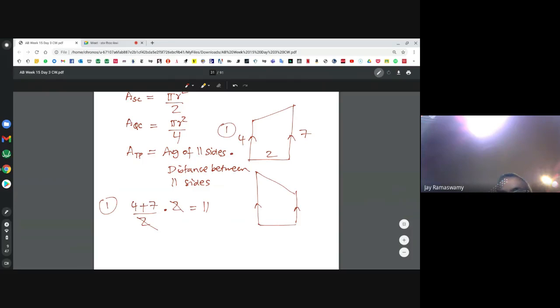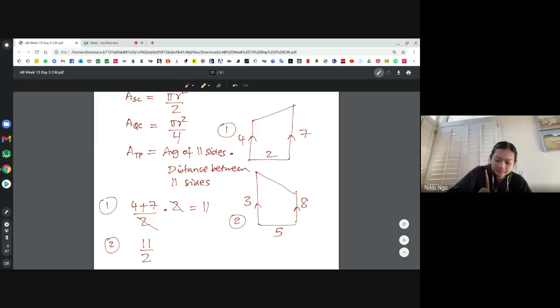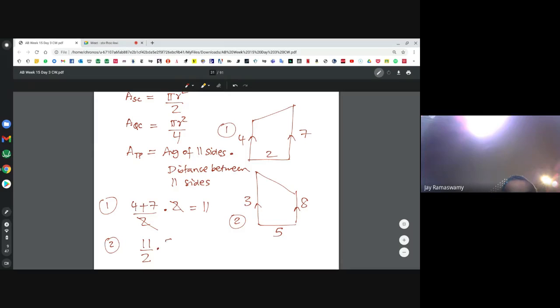Let's do another example. Let this be 3. Let that be 8. And let that be 5. We're doing example number 2. Hint: average of the parallel sides, therefore, is that 11 over 2? Yes. Times 5. Final answer, 55 over 2. That wasn't too bad, was it?